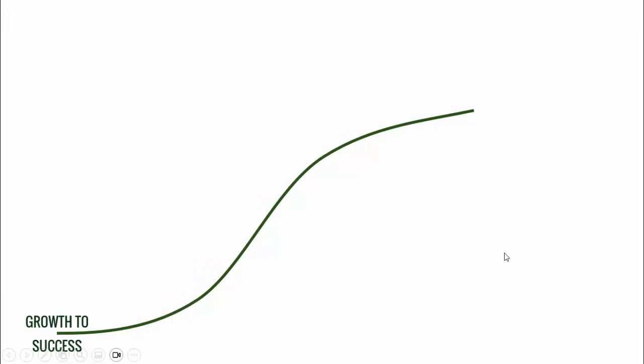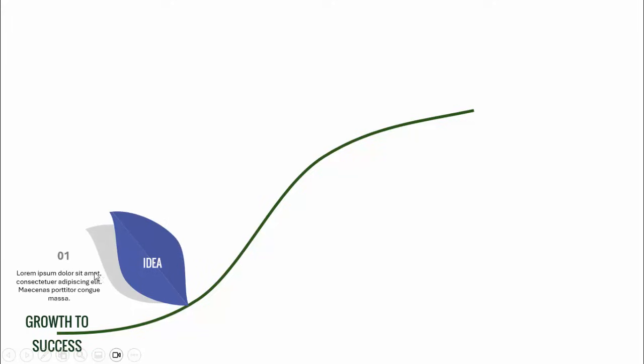In today's tutorial, I'm going to show you how to create this very creative and beautiful infographic slide in PowerPoint, and this is how the slide looks. When I click, a line comes in with a curved shape, and then when I click, the first leaf comes with the idea. You can add the option and the detailed text.